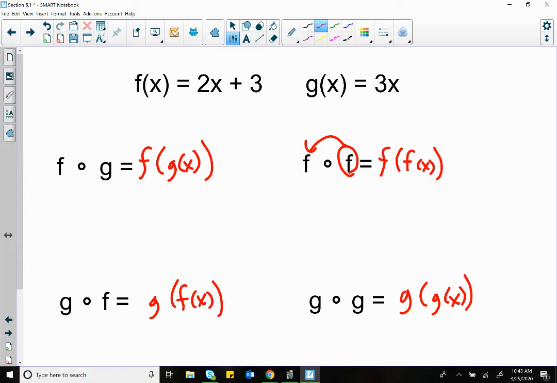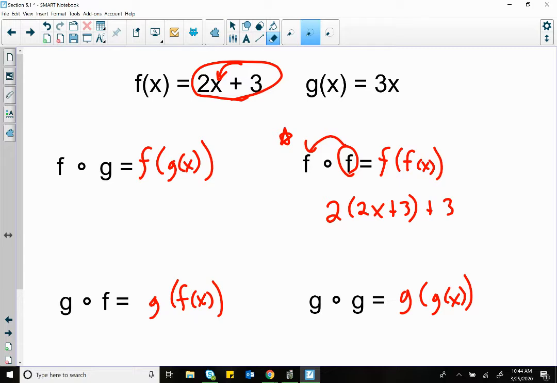Okay? So since we're looking at fof first, we're going to take this equation right there and plug it back into itself. So anywhere in here where I see an x, I'm going to put 2x plus 3. So I'm going to start writing out my f function. 2. Oh, I see an x there. What am I going to put in it? 2x plus 3, because we're going to plug it right back into itself. So I'm going to put a parenthesis, 2x plus 3, close it, and then I have plus 3.